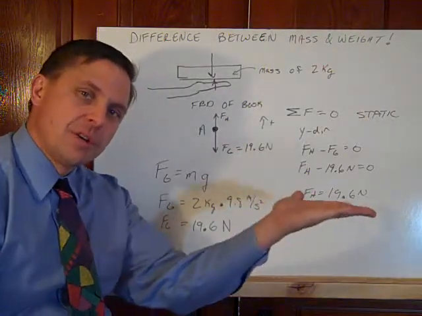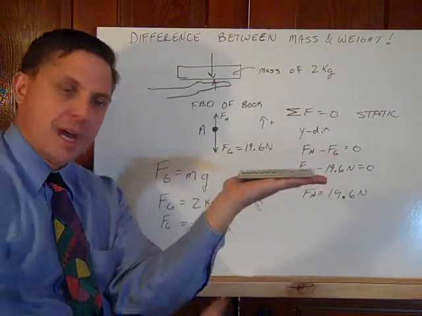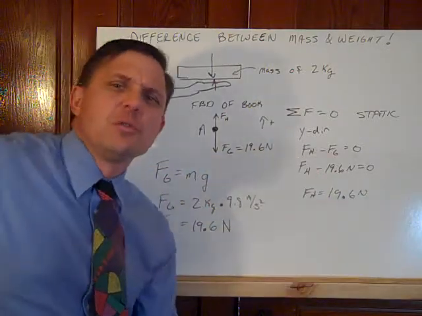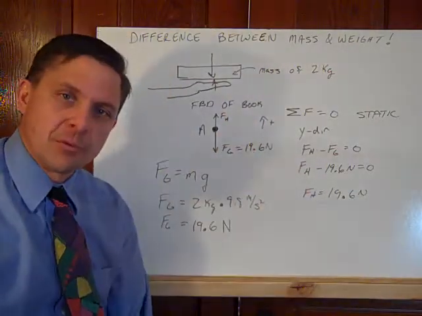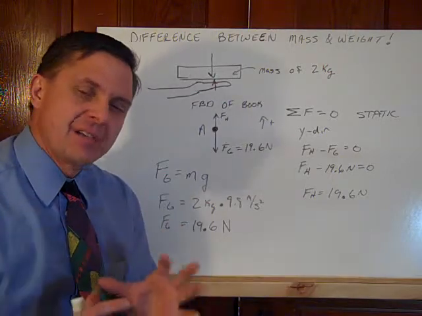So I'm holding a 2 kilogram object. If I'm going to hold it stationary, I have to exert 19.6 newtons. Now what's a newton? A newton's about an apple. So it takes about 20 apples for me to hold a 2 kilogram object. Again, mass never changes.